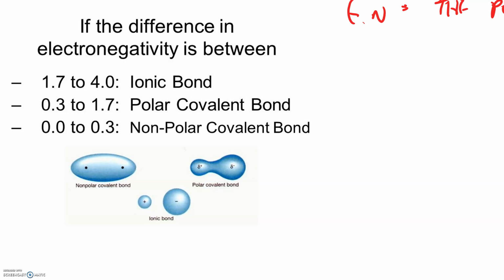So this is what we call delta EN, the difference in electronegativity. We have that chart. If the difference in electronegativity is 0.3 or lower, we're going to call that a nonpolar covalent bond, and that means the electrons are shared completely equally. If the difference in electronegativity is 1.7 or greater, that's what we call an ionic bond. What we're interested in is a difference in electronegativity between 0.3 and 1.7, because that's what we're going to call a polar bond.